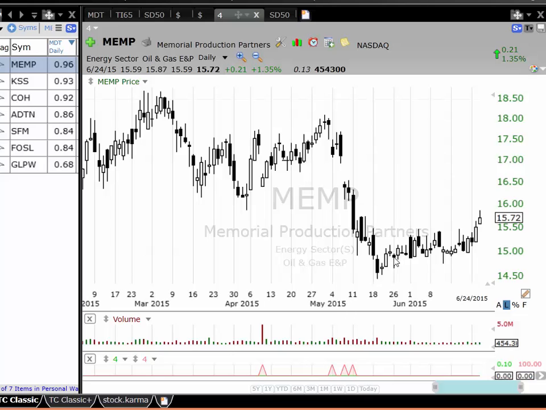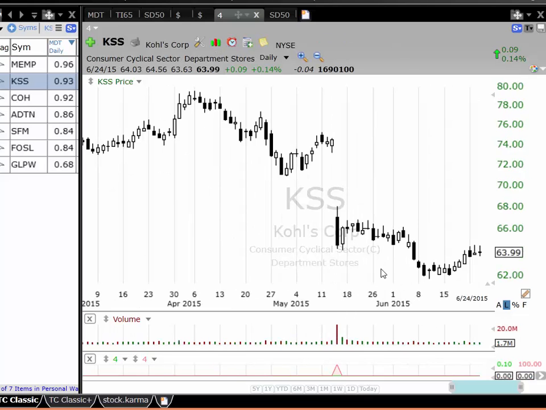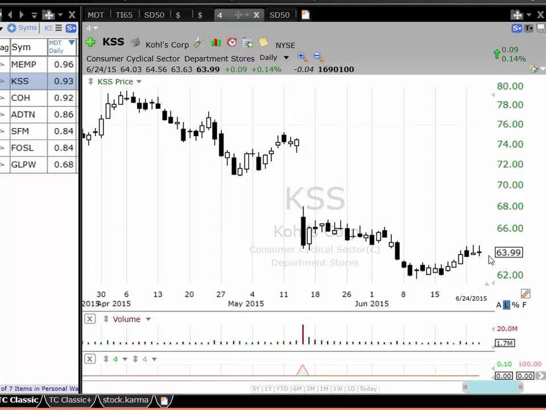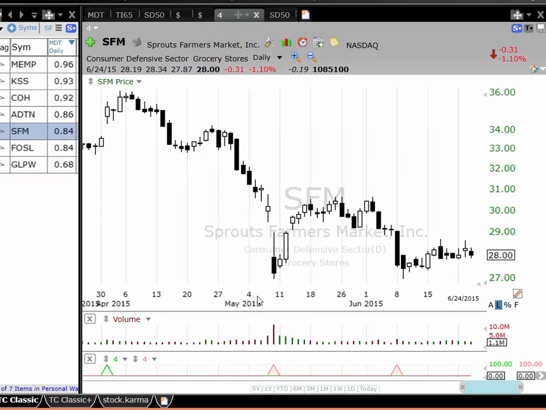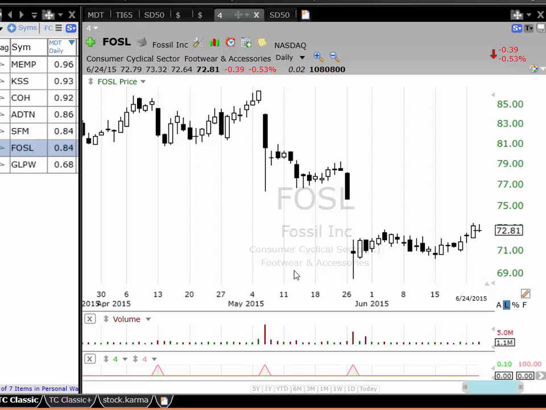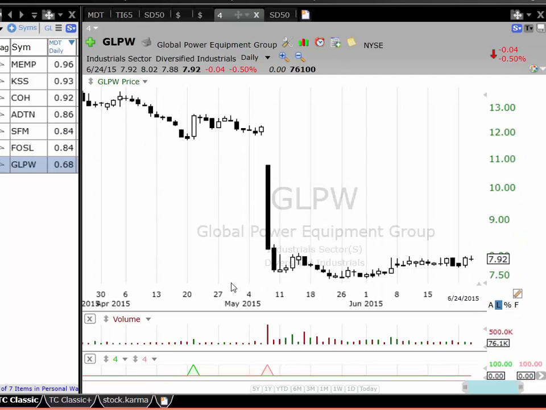Short side stocks behave slightly differently, so you need to look at slightly different things. But see, this is a kind of stock which, if it breaks down from here, offers a short selling opportunity, or Coach, or Atran, or SFM, Fossil, GLPW. So these are some of the stocks on the short side which I am watching.